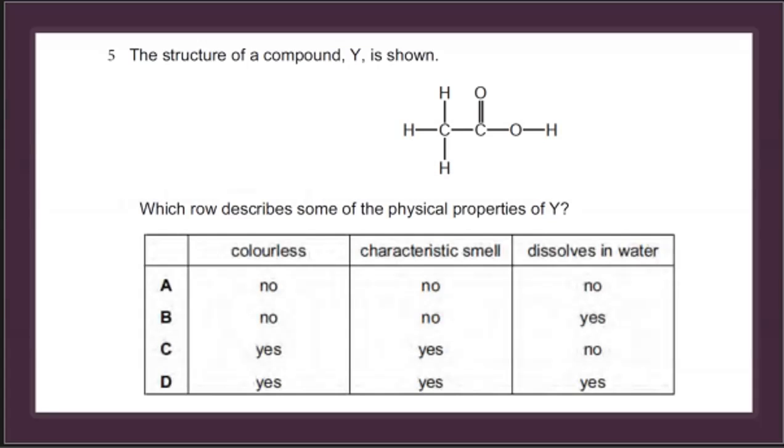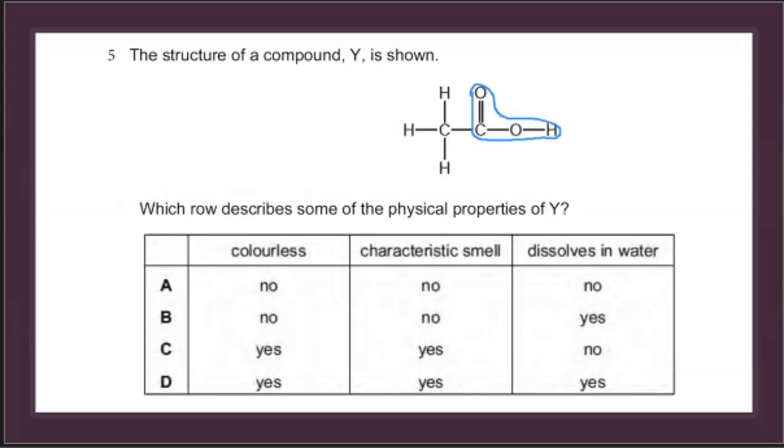Question 5. The structure of a compound Y is shown below. They show you the structure, carbon, and you have C double bond O, OH. We know that is an acid that we're dealing with because we have C double bond O, OH. All right, so which row describes some of the physical properties of Y?